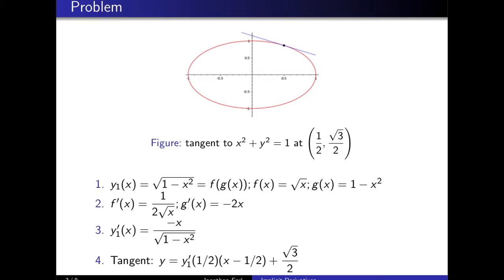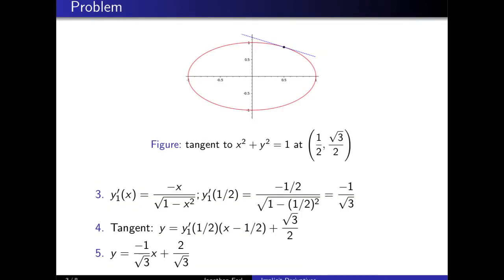And when we want to find the slope of the tangent line at 1/2, we'll just have this line here. So we'll have the line y equals y1 prime at 1/2 times x minus 1/2 plus y1 of 1/2, which we already said is square root of 3 over 2. We'd find that that slope is going to be minus 1 over square root of 3, and that makes sense, because if we look at the picture, we see the slope should be negative. So we'd wind up with a final line of y equals minus 1 over square root of 3 x plus 2 over square root of 3.